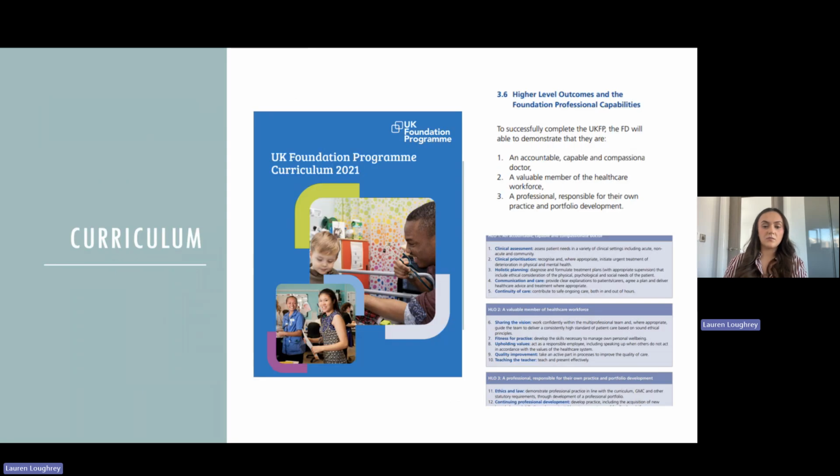Firstly, the F1 curriculum covers the 3 HLOs and 13 foundation professional capabilities. I won't go through them in detail today, but further information can be found on the UKFPO website. Each SLE and reflection that you do should be linked back to the curriculum, and you must show evidence of linking to demonstrate progression. Some things you will find are easier to link than others. For example, HLO1 can be easily linked to SLEs, and HLO2 and 3 can be easily achieved via e-learning or reflection.